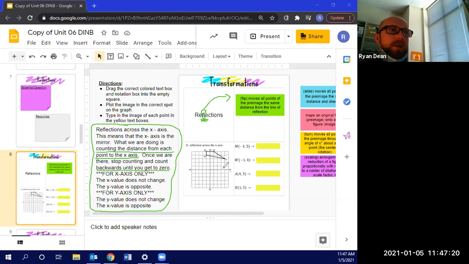This first example tells us to reflect across the x-axis. The first thing I'm going to do is identify where the x-axis is. That's going to be right here. The reason we need to do this is because we have to know what line we're counting towards. So from each one of these points, M, D, A, and W, I have to count the distance from the original point to the x-axis.